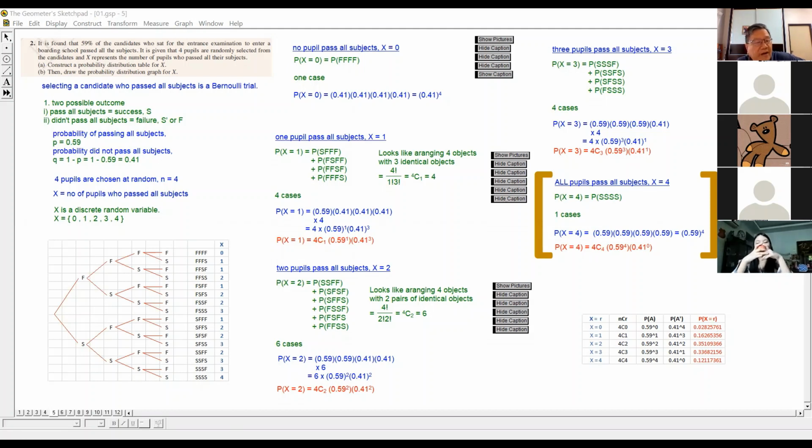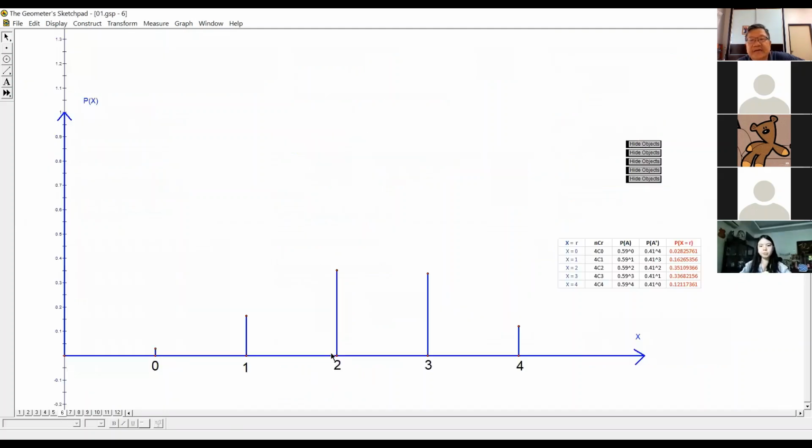Now we can plot the graph. The graph is like this, right? So x equals 0, probability is 0.028. So this 0.028 is here, at the bottom there. Then x equals 1, probability is 0.16. So this is x equals 1. The probability is shown by the length there, 0.16.